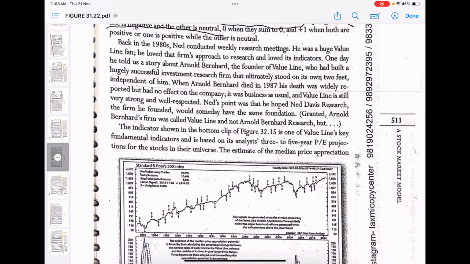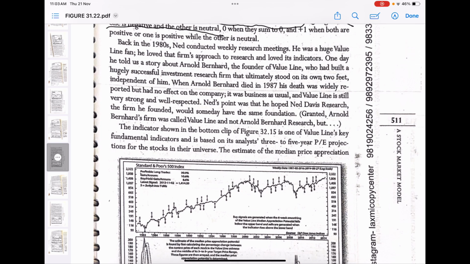Back in the 1980s, Ned conducted weekly research meetings. He was a huge Value Line fan. He loved the firm's approach to research and loved its indicators. One day he told a story about Arnold Bernhard, the founder of Value Line, who had built a hugely successful investment research firm that ultimately stood on its own feet, independent of him.